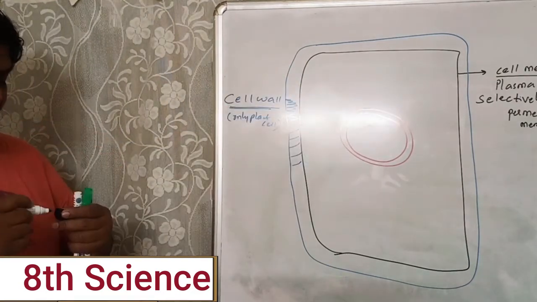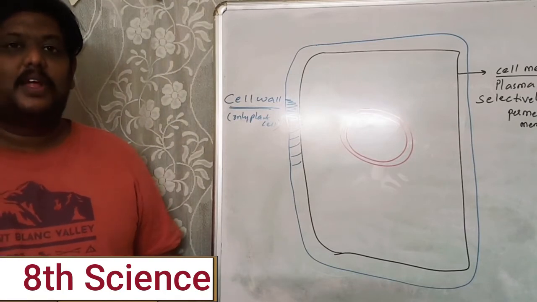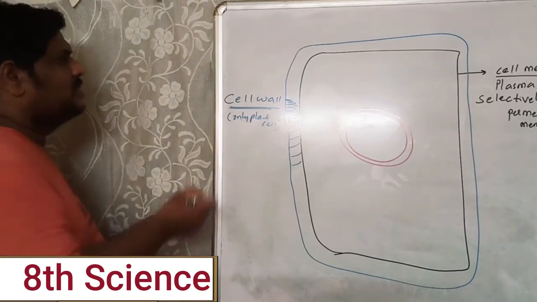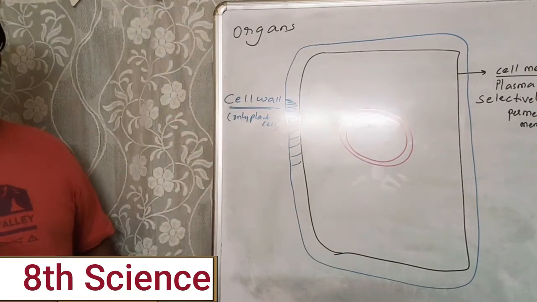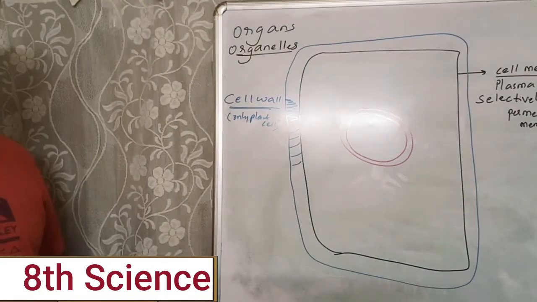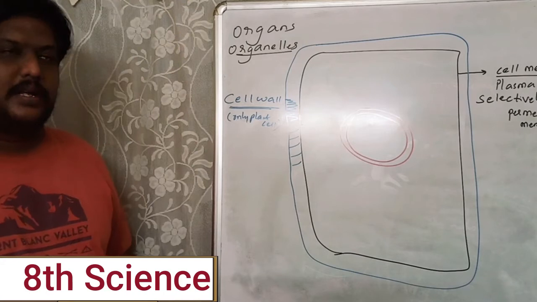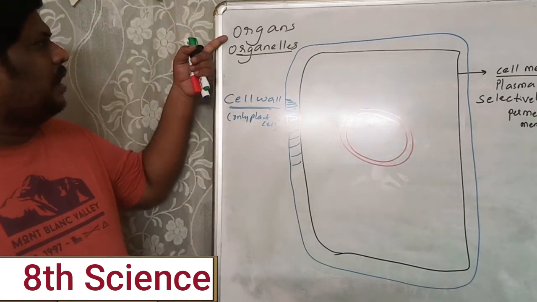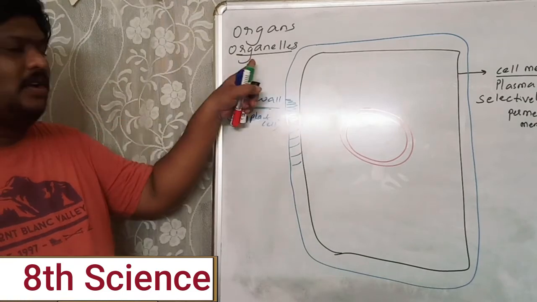Let me confirm one thing to you all. If you take the human body, what do you call the different things present in our body? Organs. Whereas things which are inside the cell, we call them organelles. Say it again: organelles. So our human body has organs, and a cell has organelles.